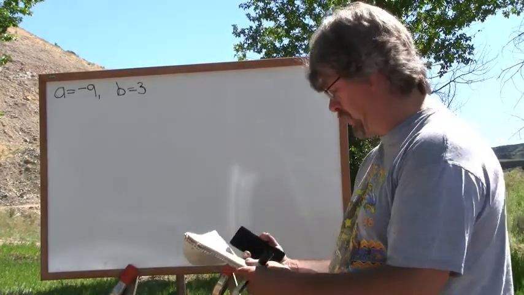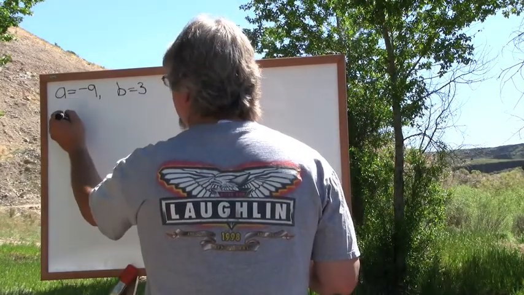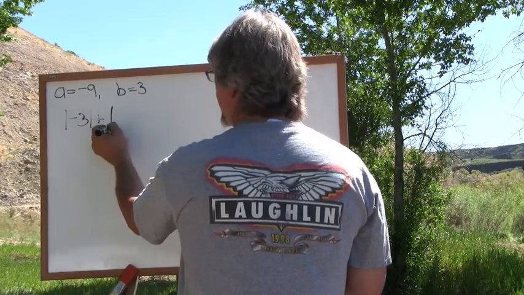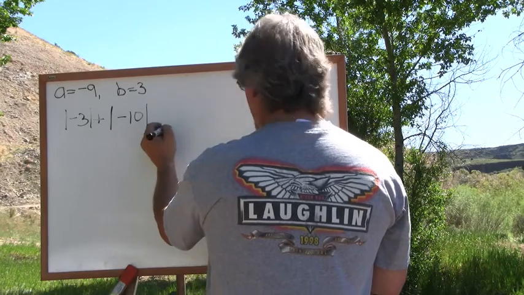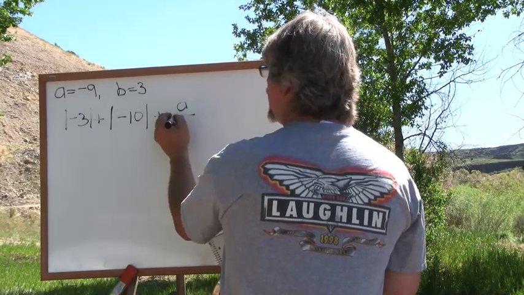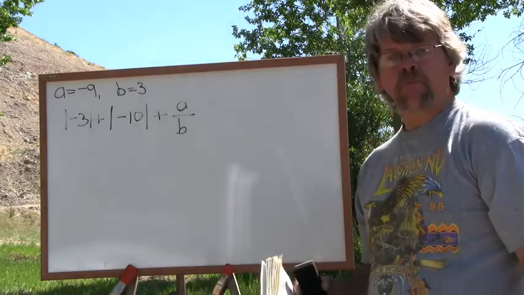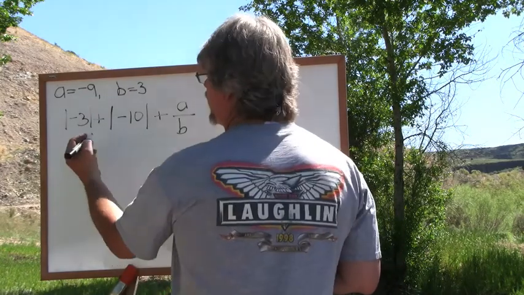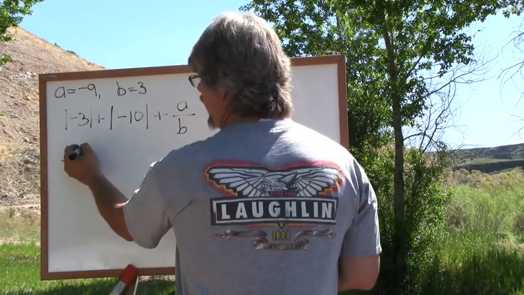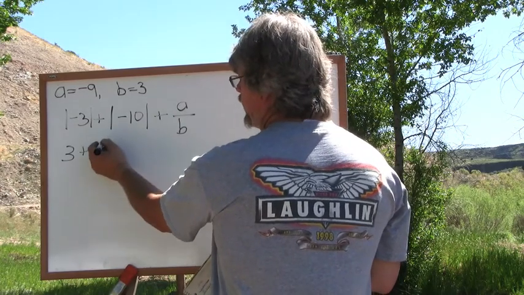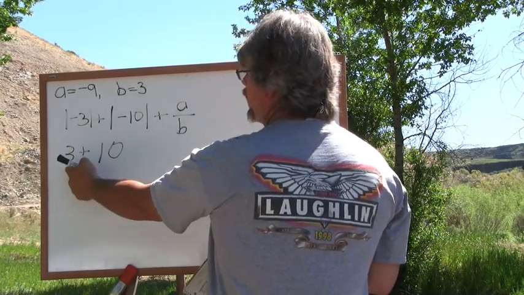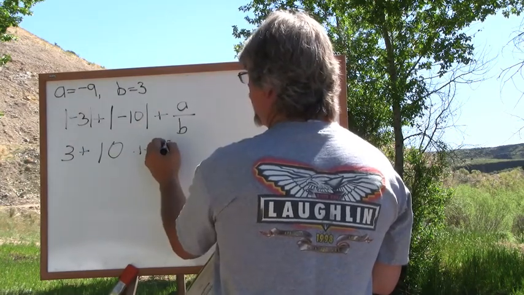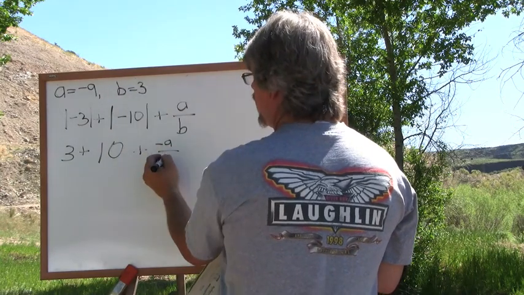Let's do another equation where we're given the absolute value of negative 3 plus the absolute value of negative 10 plus a divided by b. We understand how to do absolute values. The absolute value of 3 is the distance of 3 from 0, which is always going to be a positive number. The same thing with negative 10. The absolute value of negative 3 is 3, plus 10, plus a is negative 9 over b, which is 3.